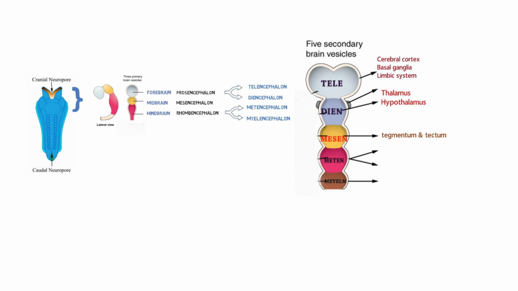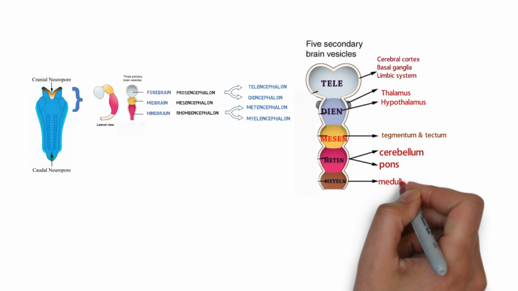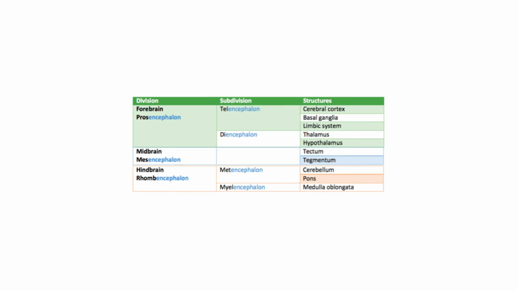In rhombencephalon, we have the subdivisions metencephalon and myelencephalon. In metencephalon, we have structures like cerebellum and pons, while in myelencephalon, we have the structure medulla oblongata. So look over here. Here we have the simplified chart of division, subdivision and structures: forebrain, midbrain and hindbrain. Forebrain is subdivided into telencephalon and diencephalon, while the hindbrain divides into metencephalon and myelencephalon. In telencephalon, we have structures like cerebral cortex, basal ganglia and limbic system. In diencephalon, we have thalamus and hypothalamus. In metencephalon, we have cerebellum and pons, while in myelencephalon, we have medulla oblongata. So this is the simplest chart we can remember.